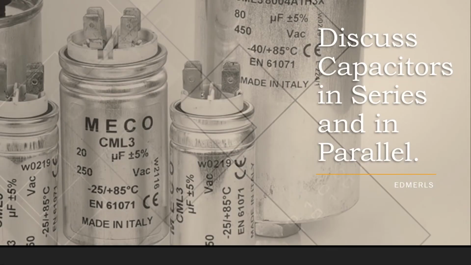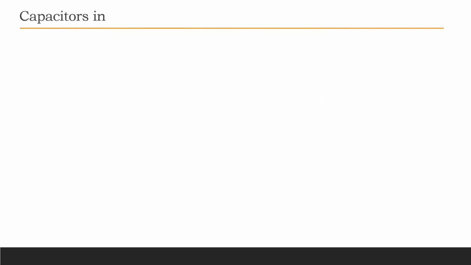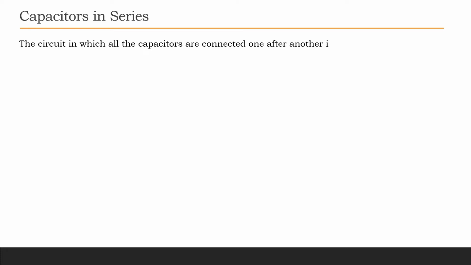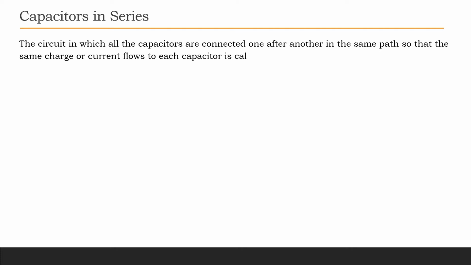Discuss capacitors in series and in parallel. Capacitors in series. The circuit in which all the capacitors are connected one after another in the same path, so that the same charge or current flows to each capacitor, is called capacitors in series.